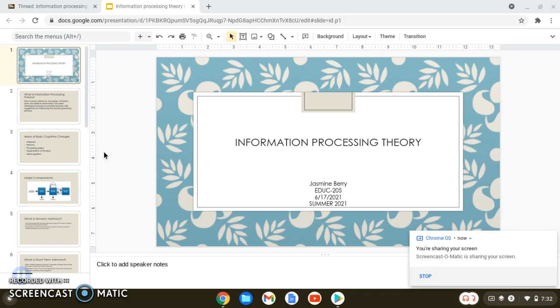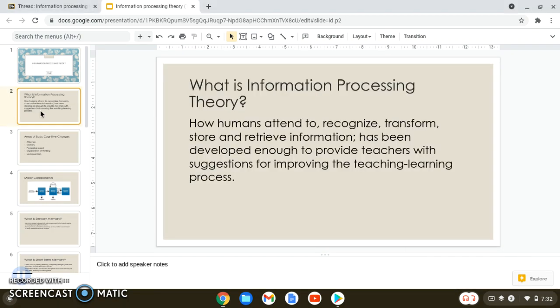Information processing theory. What is information processing theory? How humans attempt to recognize, transform, store, and retrieve information has been developing enough to provide teachers with suggestions for improving the teaching and learning process.